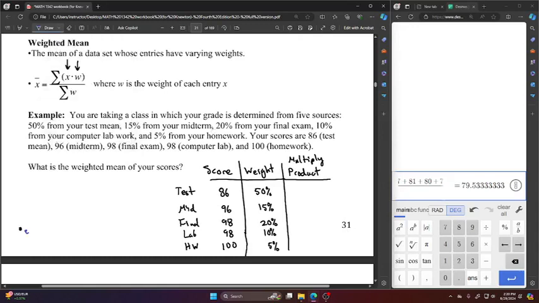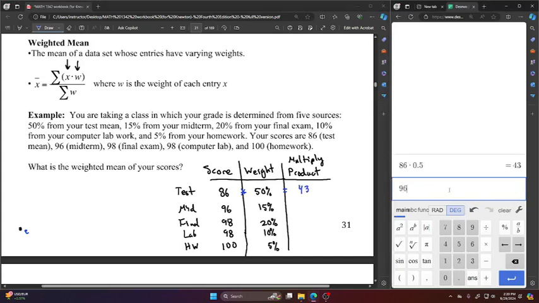So I want 86 times the 50 is equal to something, but not just 50, right? It's 50%. What would that be in decimal land? Exactly. Okay, clear. All right, here we go. So 86 times the 0.5. And I'm going to keep doing this all the way down. 96 times 0.15.